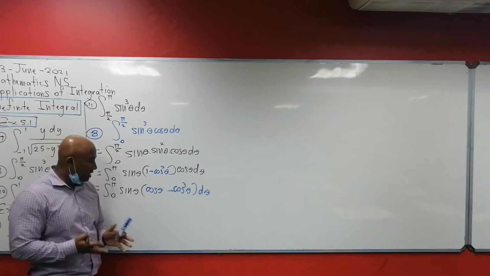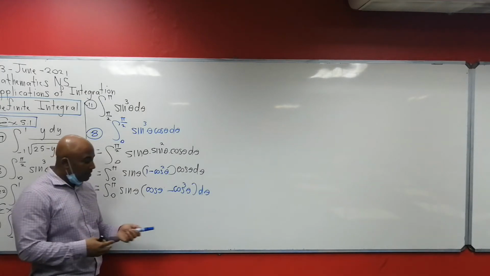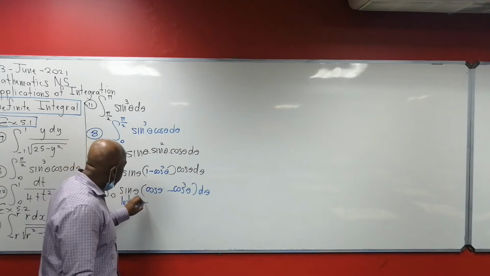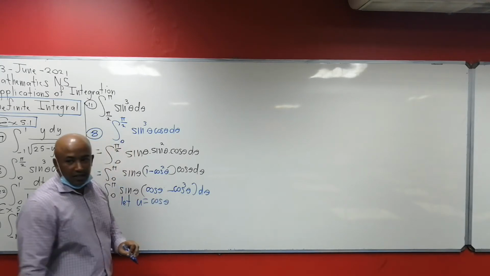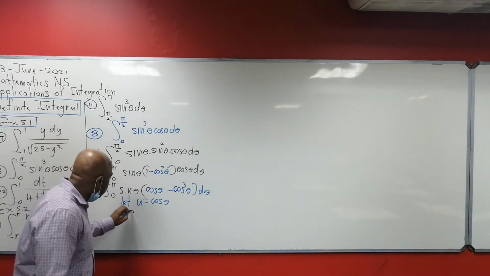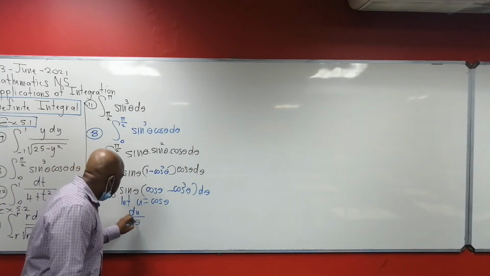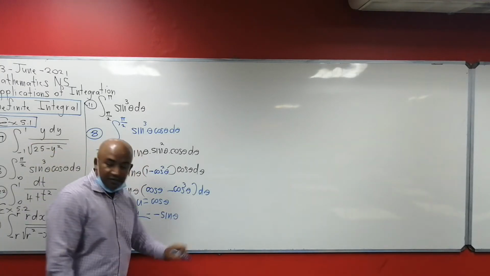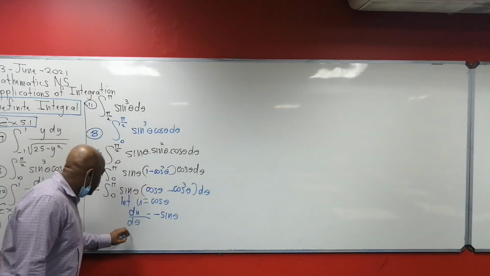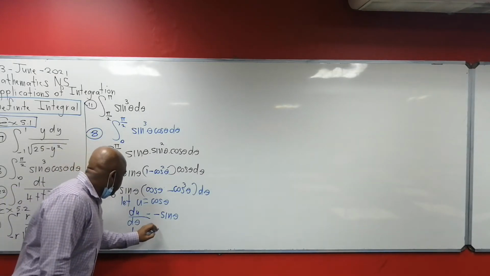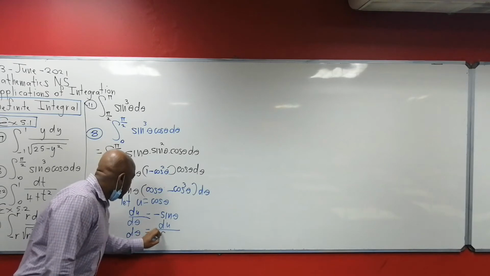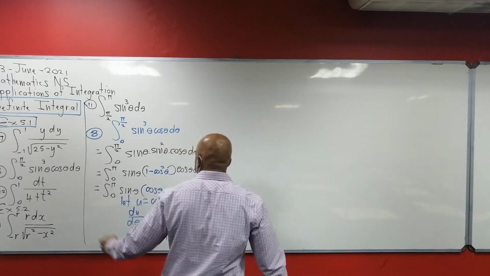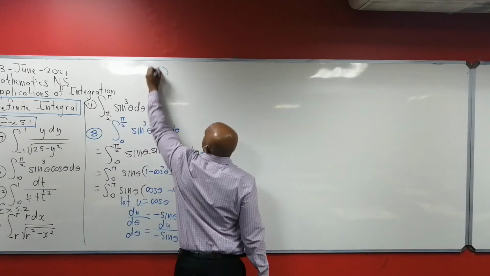We can use inspection or substitution. Let me do substitution for this example here. So if I let u equal to cos theta, then du over d theta, the derivative of cos, is going to be negative sine. Now I can make d theta the subject of the formula, which is going to equal du divided by minus sine.